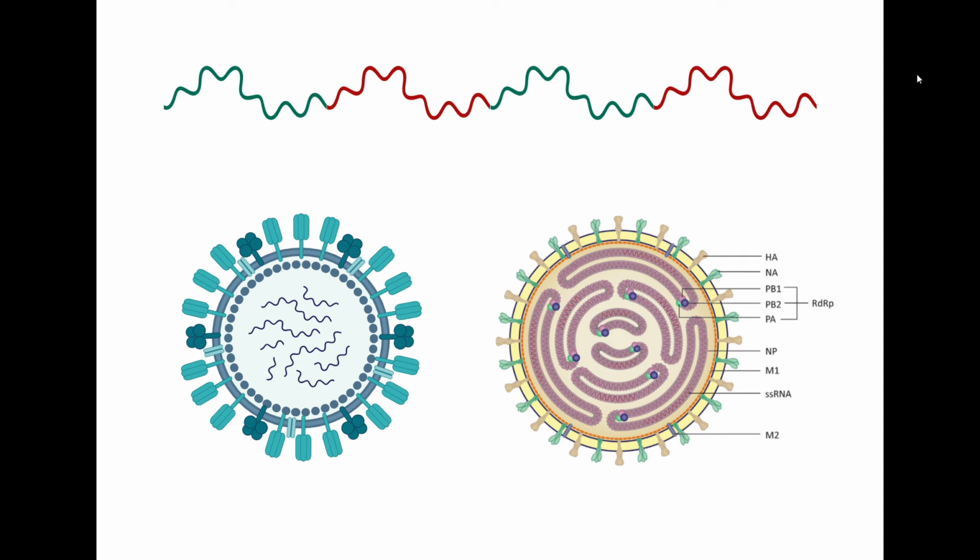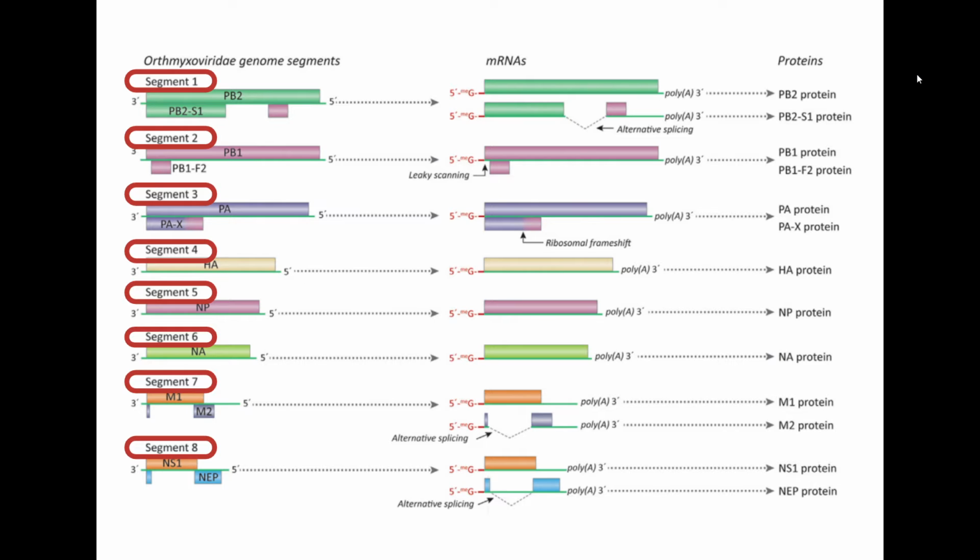One of the first things we need to know before diving into genome organization is the structure of this genome. The genome is a segmented single-stranded negative sense RNA. Influenza A viruses have a total of 8 genome segments. These segments form helical nucleocapsids that contain the N protein and the active RdRp, which is a polymerase enzyme complex.